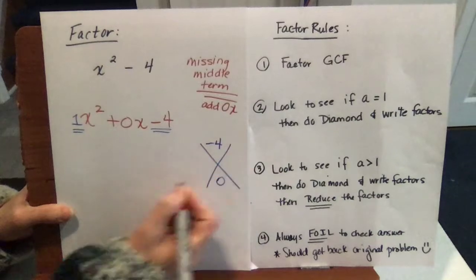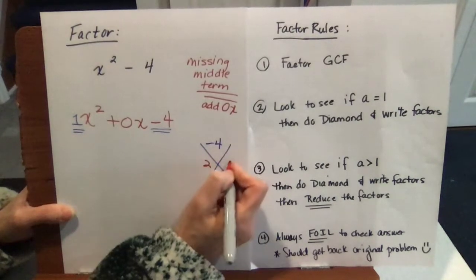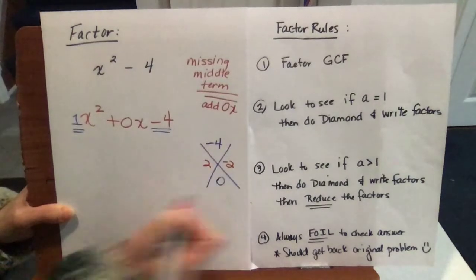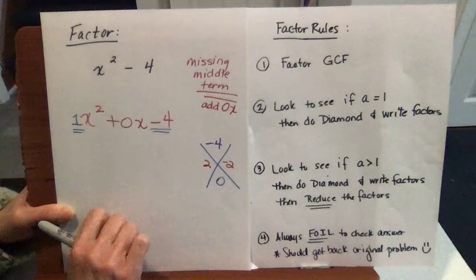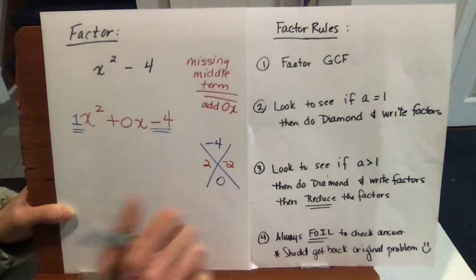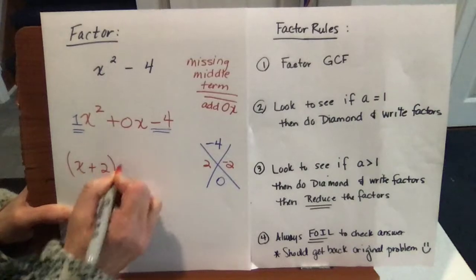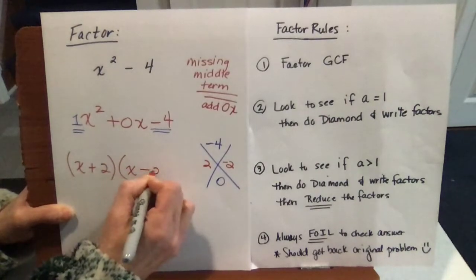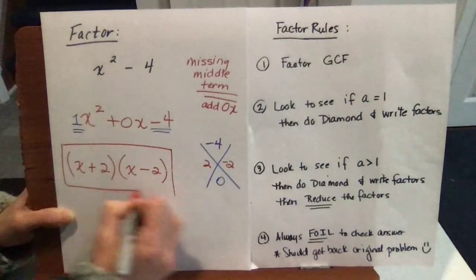Well, 1 and 4 won't work because it's going to give us 5 or 3. But 2 and 2 would work if one of them is negative. So 2 times negative 2 is negative 4, but 2 plus a negative 2 is 0. So our factors are x plus 2 and x minus 2. And that's our final answer.